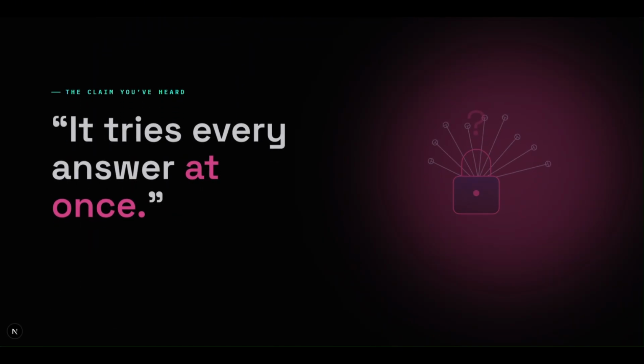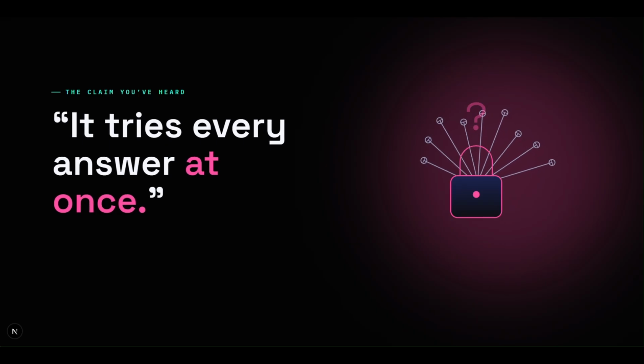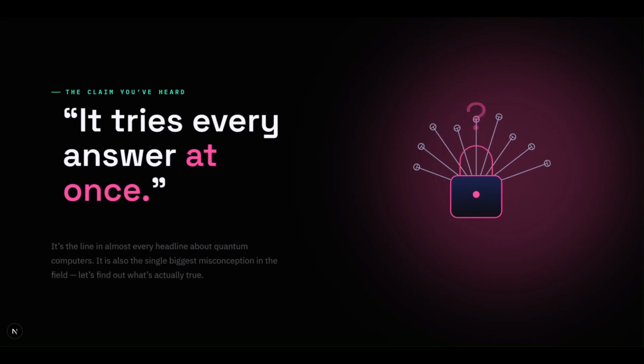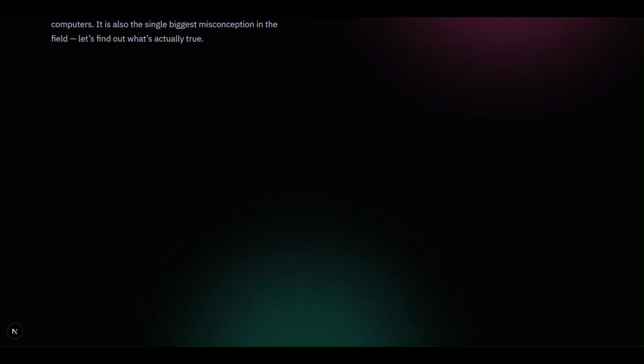This is the claim you've heard: the quantum computer tries every answer at once. It sounds thrilling. A machine that checks a billion possibilities simultaneously and hands you the winner. It's also the single biggest misconception in this field. So let's find out what's actually true, starting from the basics.